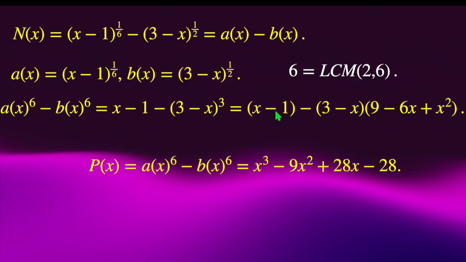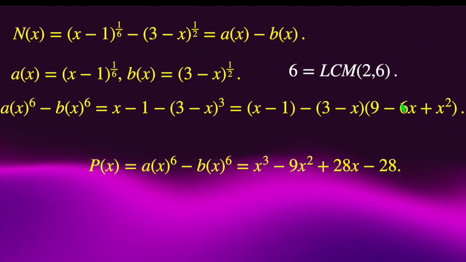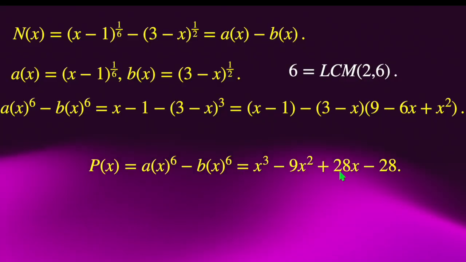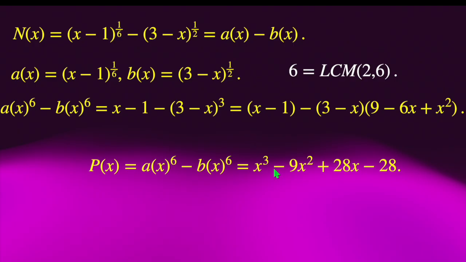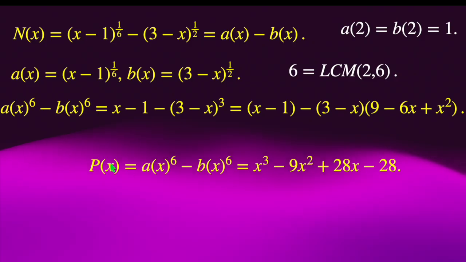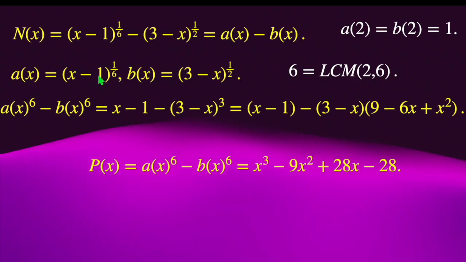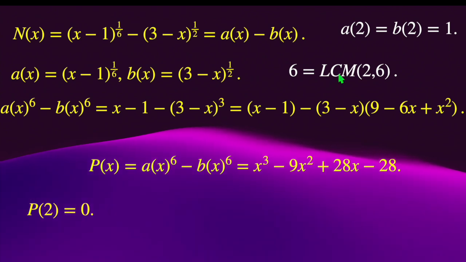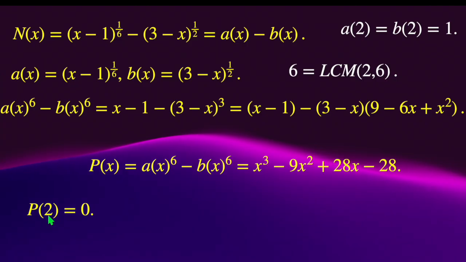is equal to this, as we can expand, and we get this expression: x power 3 minus 9x squared plus 28x minus 28. So we have this. Now we can see first that a(2) is equal to 1 and b(2) is equal to 1, and so this polynomial P(2) is equal to 0.